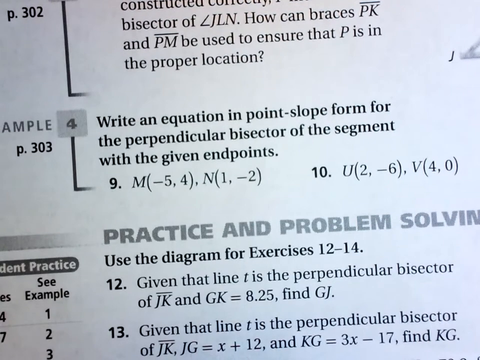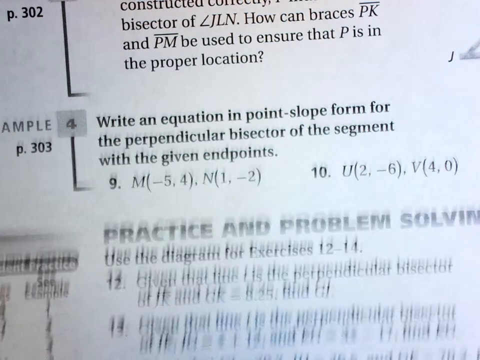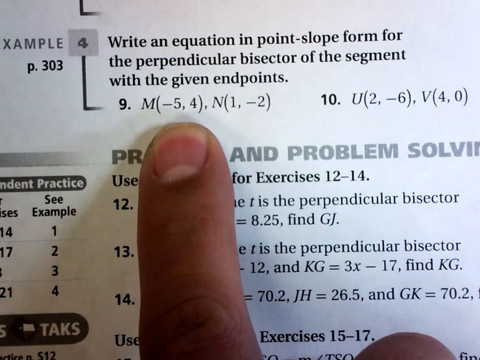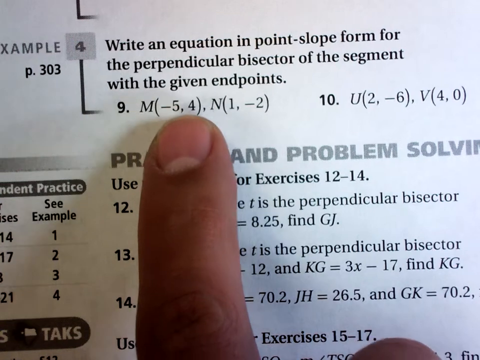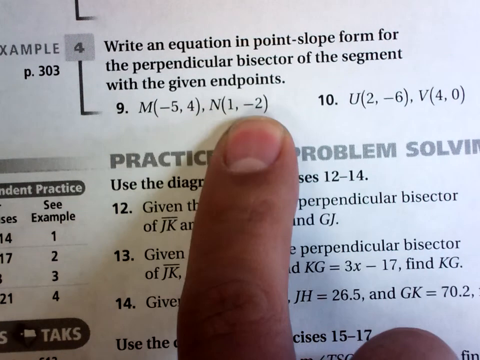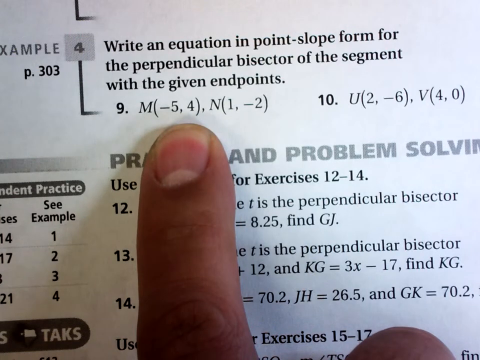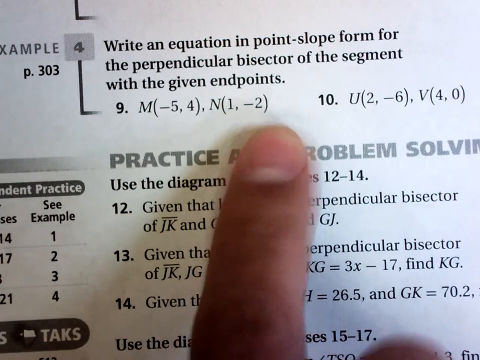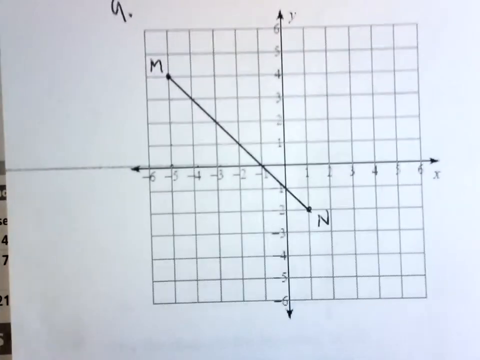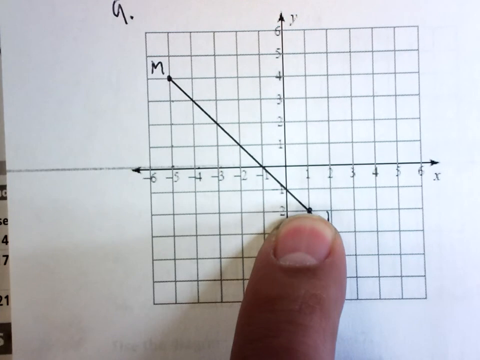Okay, so for anyone who struggled with the actual new stuff, let me go step by step and show you how to do it again. Alright, so we're going to go back. We did this one in class, but I'm going to do it again. My segment is MN. So the endpoints are (-5, 4) and (1, -2). So if I graph that, there's my graph paper. So there's M and there's N.